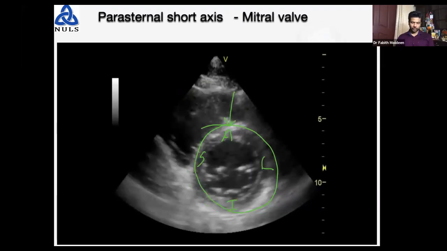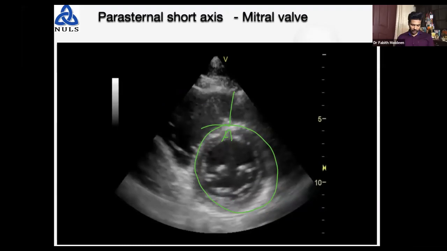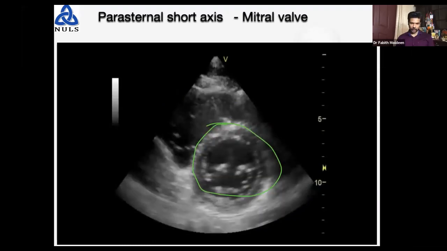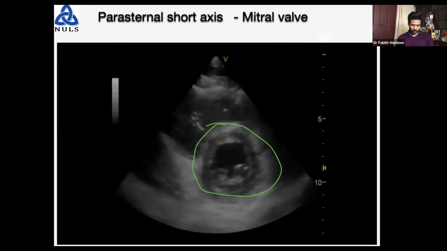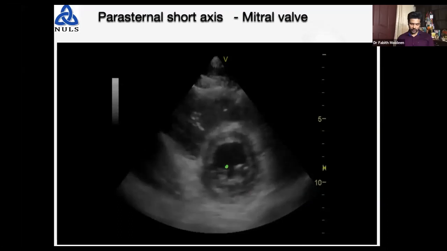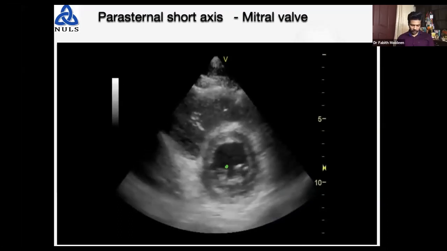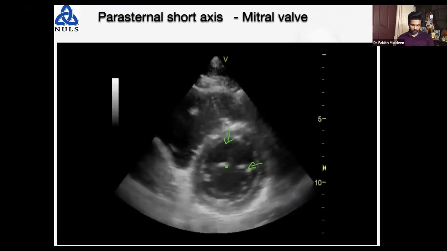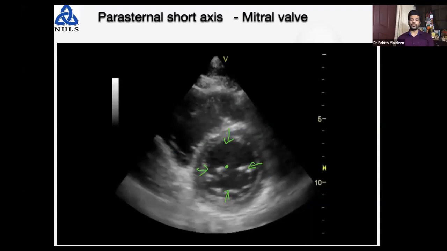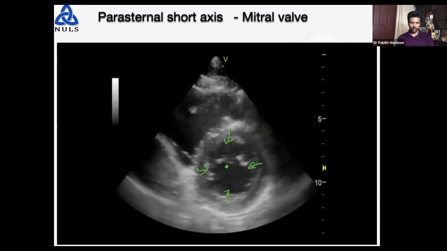Two things you have to know. One is RV and LV, and LV should be round in shape. And look at the walls. One important thing you have to remember is if I put a point here, this wall should be coming in and out, and this wall should be coming in and out. This should be coming in and out. So you have to compare all the walls together and see for hypokinesia. All right, so that's also very important.